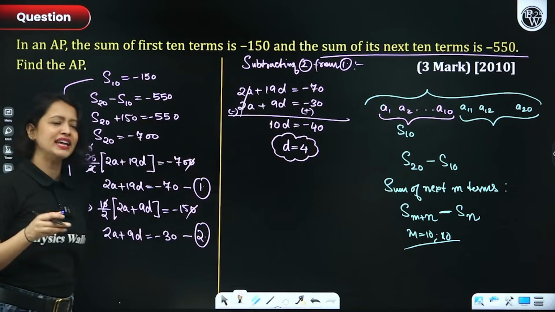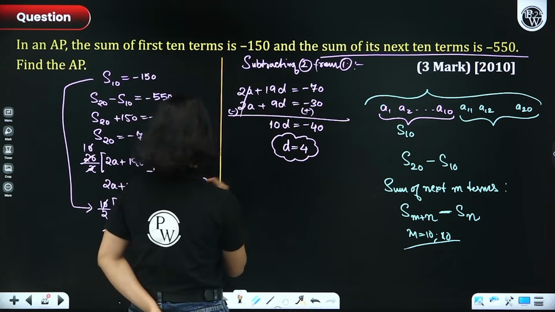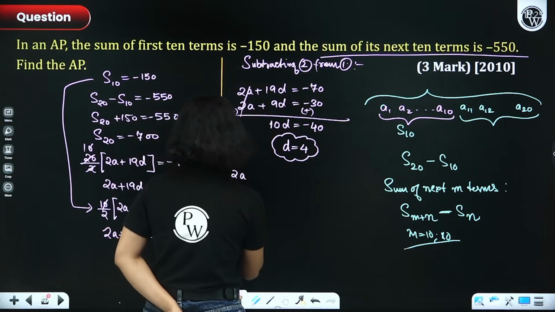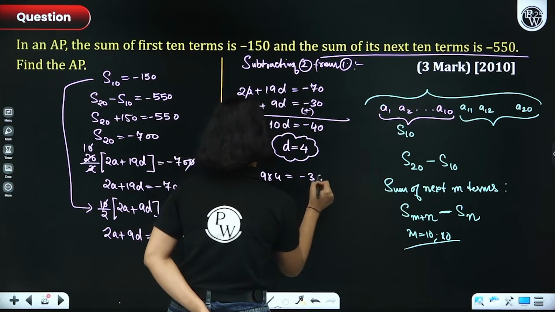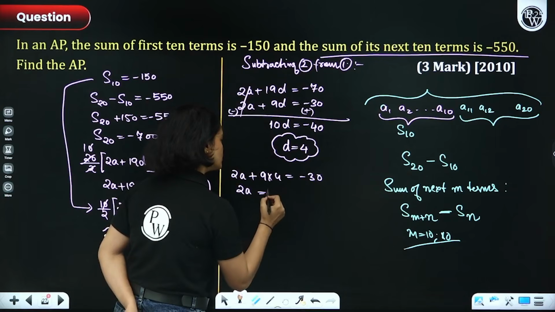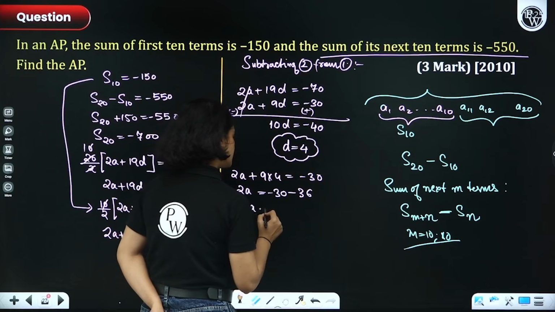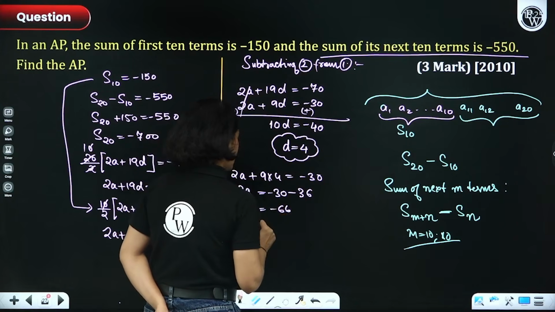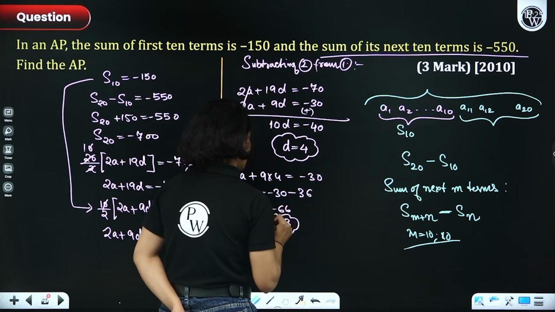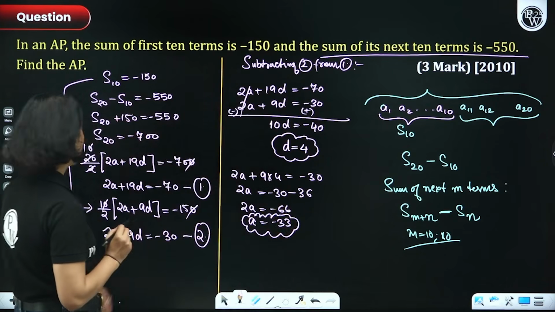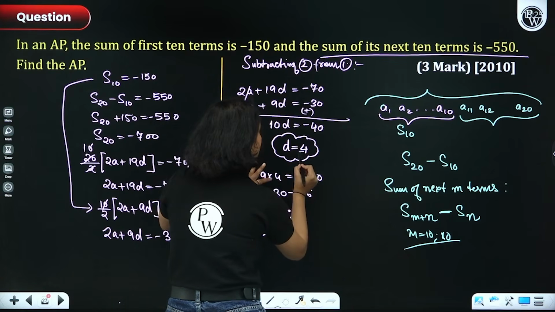Now you can plug the value of d in any of the equations and get the value of a. Let's just put it here. We'll get 2a plus 9 into 4, that is 36, is equal to negative 30. So twice of a would be equal to negative 30 minus 36, so twice of A is equal to negative 66. So A is equal to negative 33. Is this correct? Let's just check. Oh, sorry. The value of D is negative 4, everyone. I'll write this again.